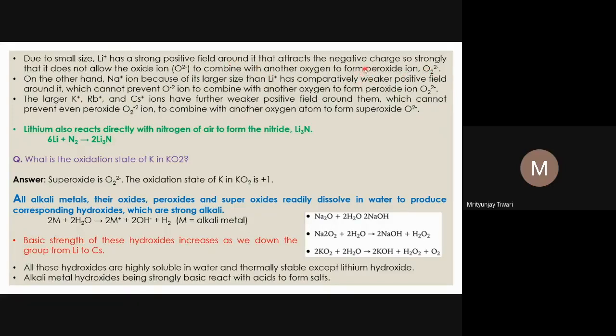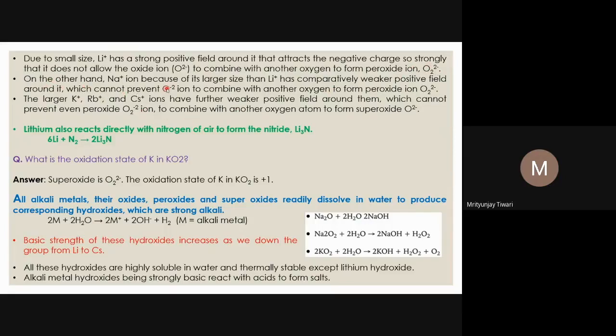So, since lithium is +1 and smaller in size, it is highly electropositive. When you look at its surface, the electric field is stronger because the radius is smaller and it has a certain charge. Because the field is stronger, it will not allow the oxide to combine with another oxygen. So peroxide is not formed with lithium.